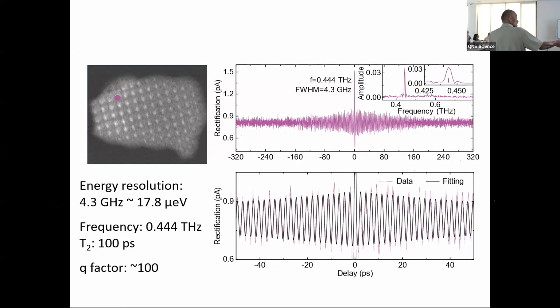And if you do a Fourier transform of this, you get the peak here at 0.444 terahertz, and you measure a T2 decay of 100 picoseconds. From the width of the Fourier transform peak, which is like 4.3 gigahertz, we can conclude that the energy resolution, if the peak frequency shifts, we can resolve to 17.8 micro eV. The experiment is done at 7.5 K, but we can get energy resolution pretty high. The Q factor of this, from the width and the frequency, is about 100.